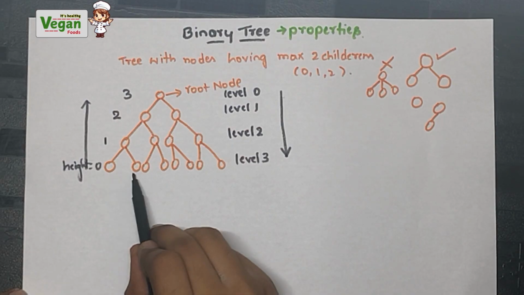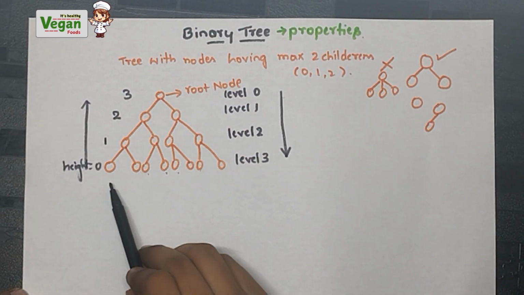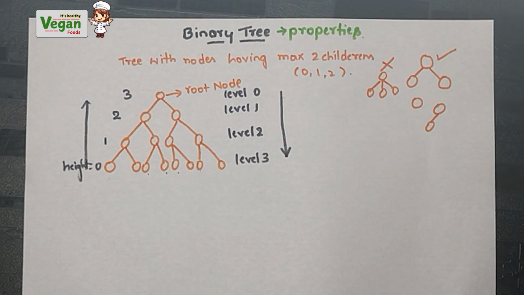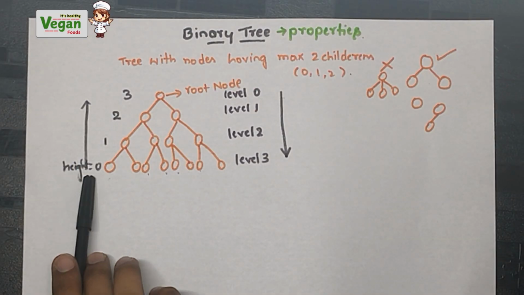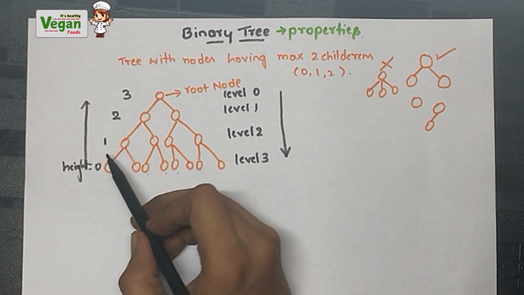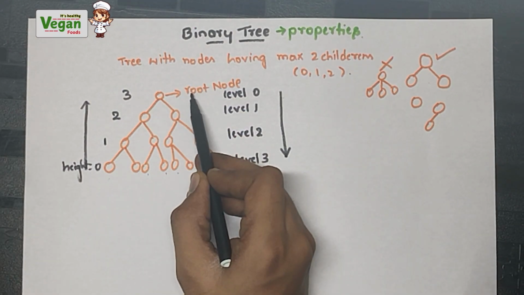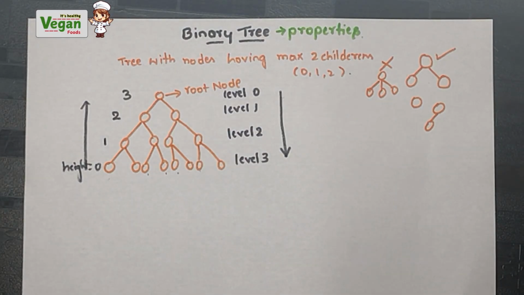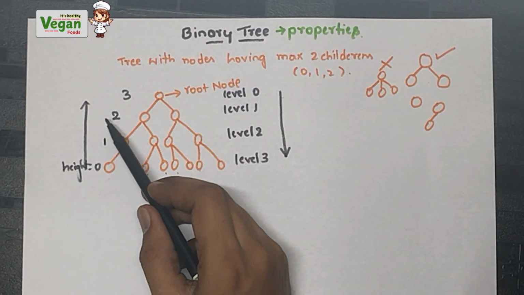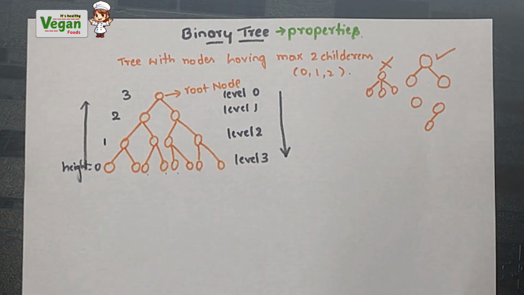These nodes which have no children can be called leaf nodes. Leaf nodes will not have children. So if you see, the height of the tree is equal to the height of the root node, because the root node can be only one. So the complete height of the tree will be the height of the root node.